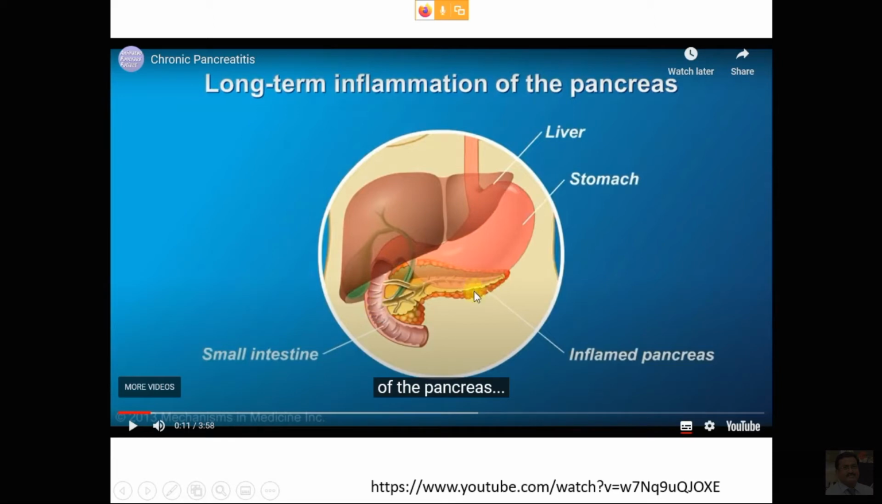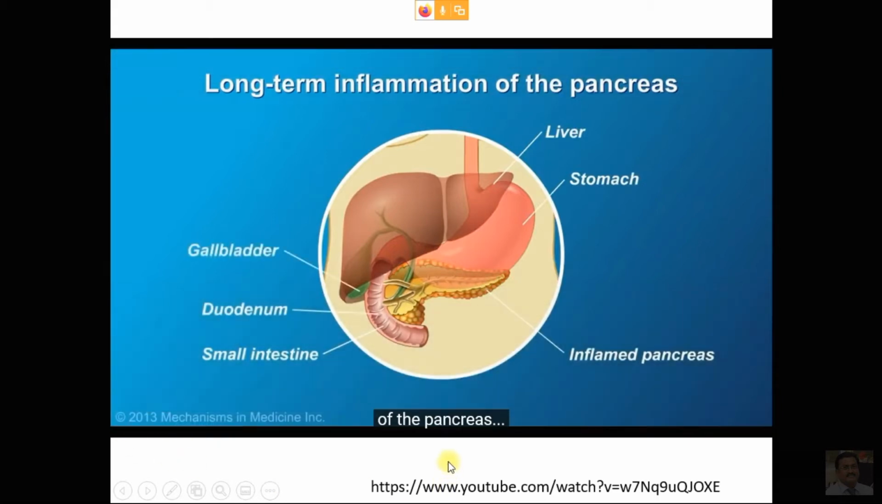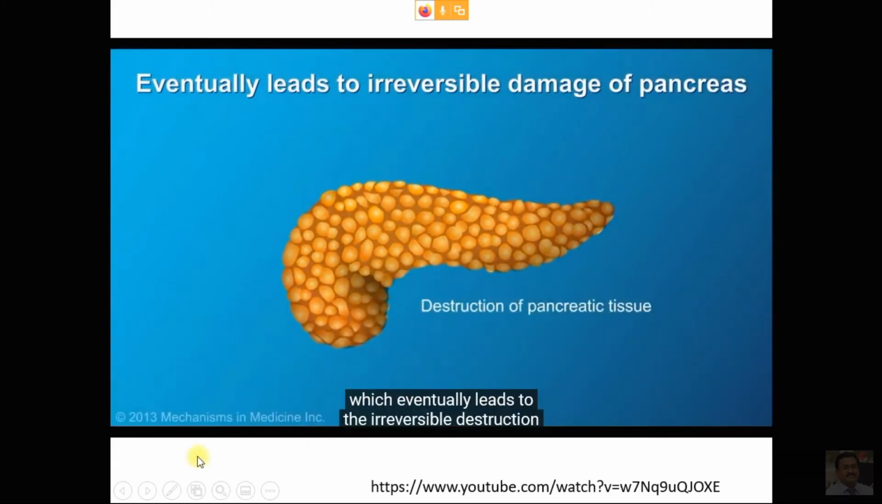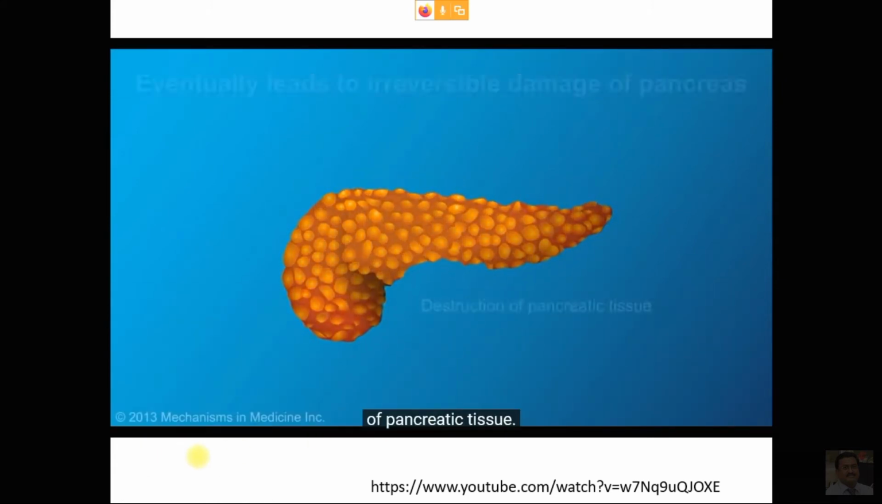You can see here the normal size is like this. The inside is the normal size, and the outside one has a rugged surface, as shown here. Scarring of tissue may happen in the pancreatic tissue. The pancreas is a very important organ, next to the liver, because it has both exocrine and endocrine function, and the inflammation eventually leads to irreversible destruction of pancreatic tissue.